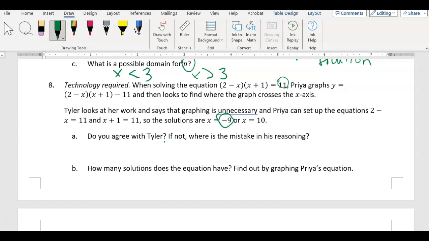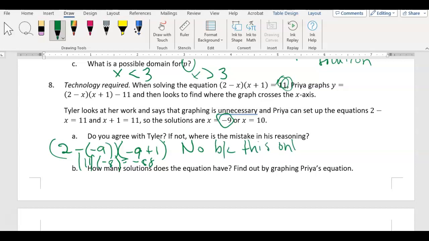If he does -9 here, that would be 2 minus -9, right, times -9 plus 1. This would be 2 plus 9 is 11. So that one equals 11. But then we have -9 times -8. This gives us 72... no, this gives us -88. That does not equal 11. So Tyler is wrong. No, because this only works when it equals 0. Okay, so you can't set each factor to a number unless that number is 0.